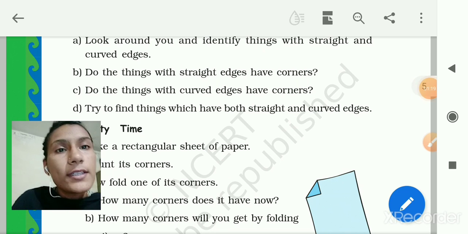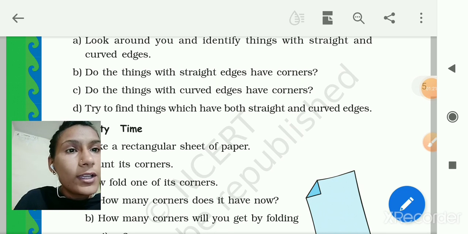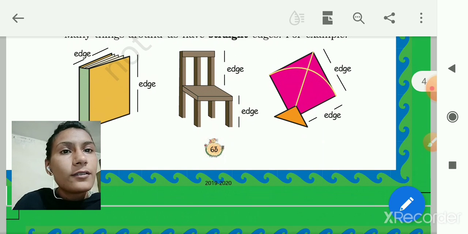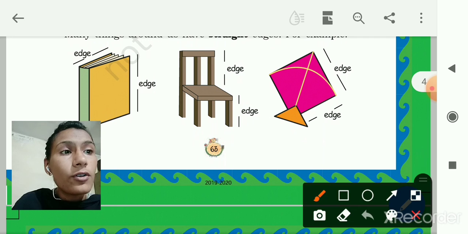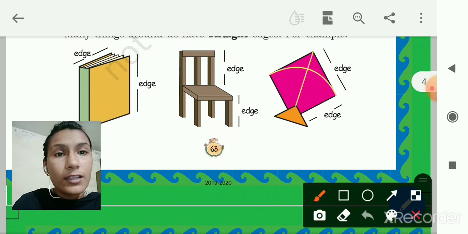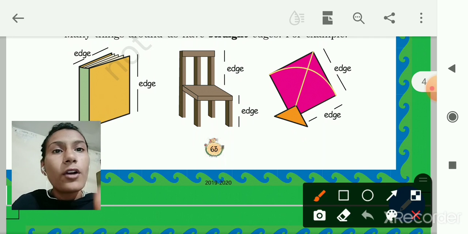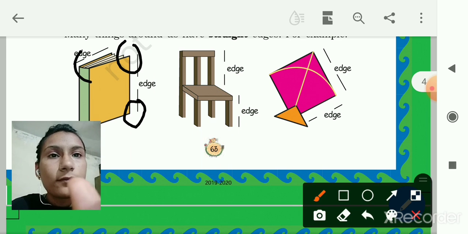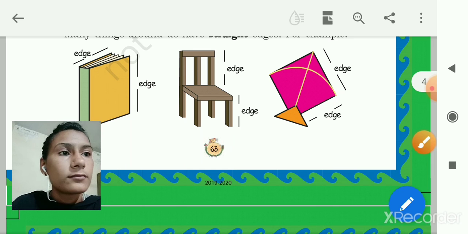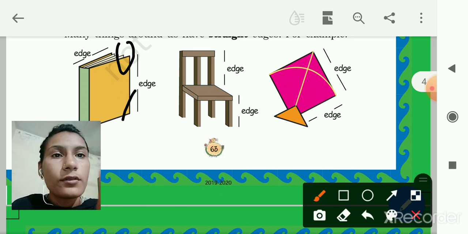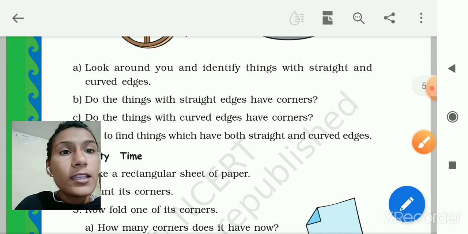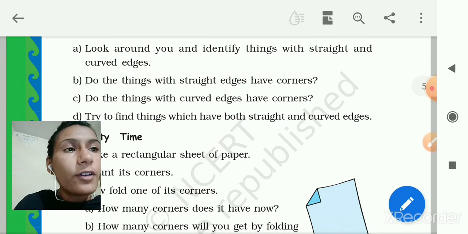The next question is, do the things with straight edges have corners? Yes or no? Yes, things which have straight edges have corners. You can see this corner. So the answer will be yes. Yes, the things with straight edges have corners.